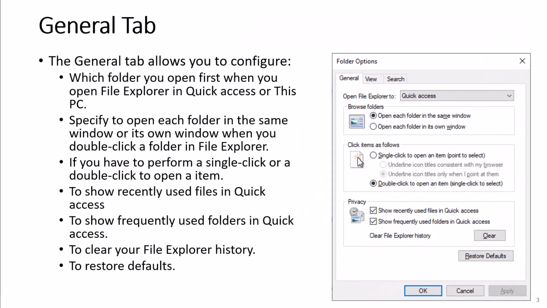The General tab allows you to configure which folder you open first when you open File Explorer, Quick Access or This PC. Specify to open each folder in the same window or its own window when you double-click a folder in File Explorer. You have to perform a single click or a double click to open an item. To show recently used files in Quick Access. To show frequently used folders in Quick Access. To clear your File Explorer history, and to restore defaults.